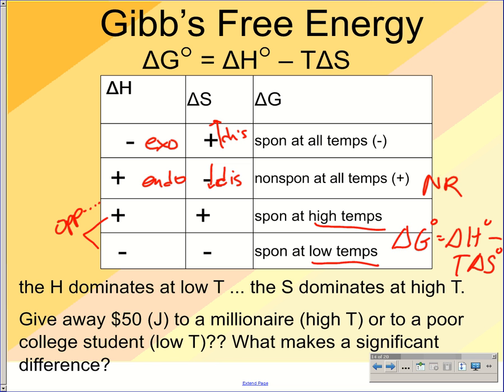So that's where the first one, you've got your endo, and then your increasing disorder, they're opposing each other. And then the second one, you've got your exo, but you're decreasing in disorder, so they're opposing each other.